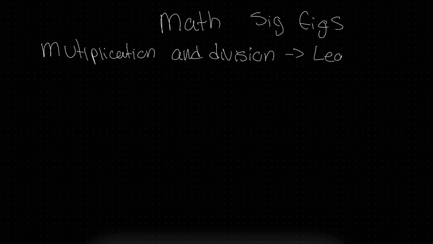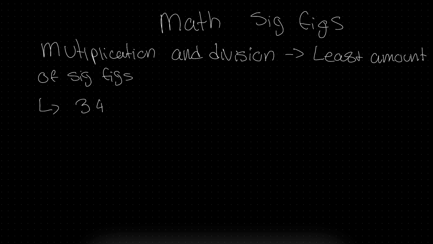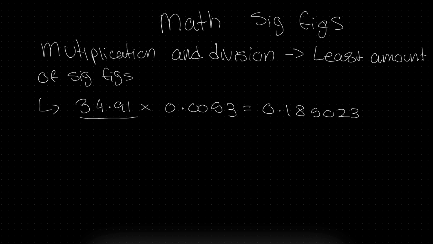So, least amount of sig figs. For example, let's do 34.91 multiplied by 0.0053, right? So this does equal 0.185023, but that has a lot of sig figs. How many sig figs does this number have? Because we have to find out which one has the least amount of sig figs.